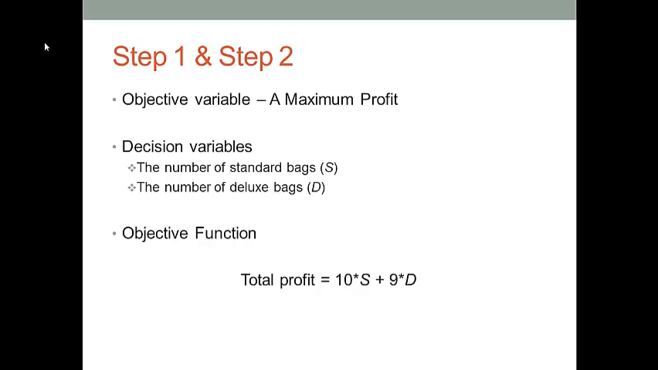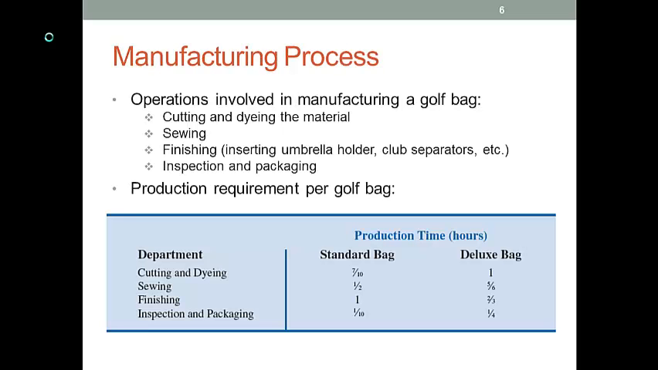If we establish a mathematical equation to represent this relationship, we can get the objective function like the one on this slide. We use uppercase S to denote the number of standard bags manufactured. We use uppercase D to represent the number of deluxe bags manufactured. So the total profit should be $10 times S plus $9 times D. This is the objective function in our analysis. Next, let's take a look at the constraints we are facing in the company.